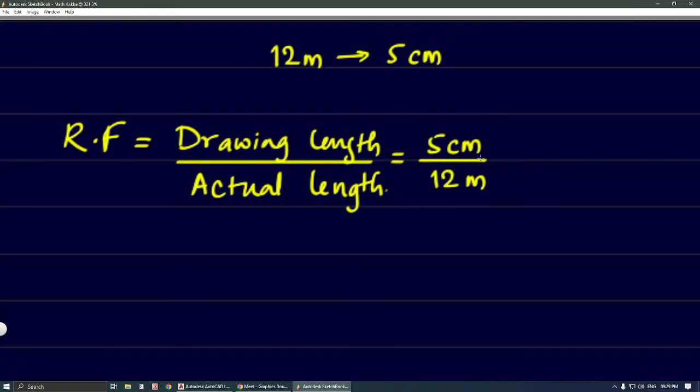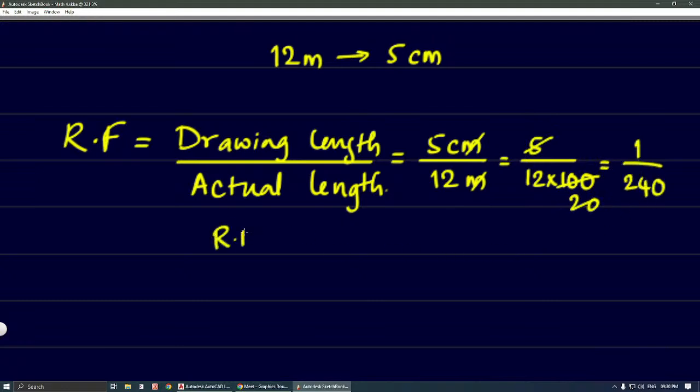Okay. So now meter and meter will cancel out. We are just left with centi. What is centi? Centi means 1 by century. Century means 100. So that centi will be transformed into 1 by 100. So 100 will be multiplied in the bottom side. And 5 into 12 gives 60, so 1 by 240 is what the speaker states. So here the RF value is 1 is to 240. So this is how you need to do the RF calculations.